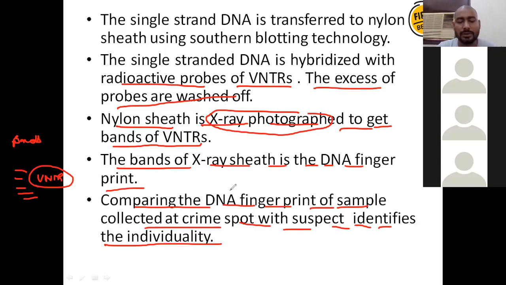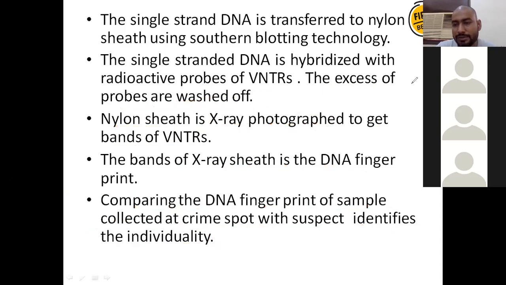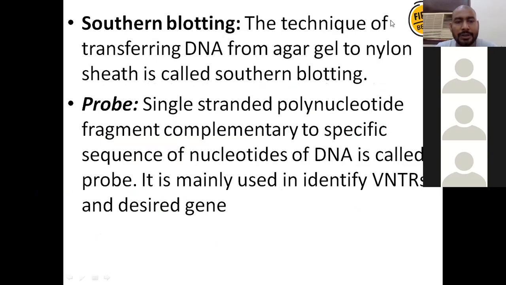As I told, we compare the DNA fingerprint of the sample collected from the crime spot, that is the culprit's, or where an accident or any crime happened, with the suspect to identify the individuality. So those persons who are involved in the crime, we can identify with the help of DNA fingerprinting.